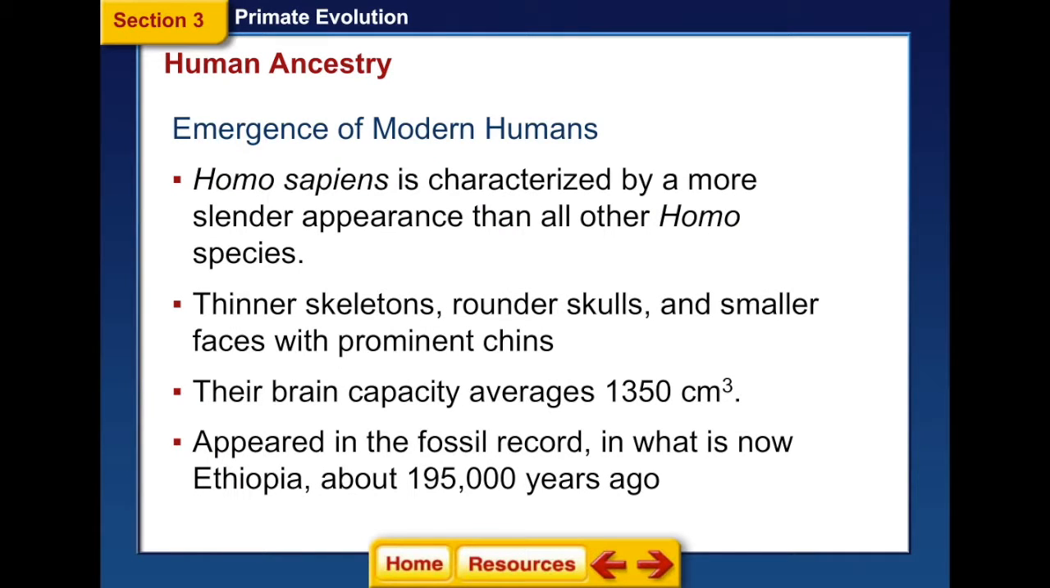Eventually, we arrive at the emergence of modern humans. Homo sapiens, which is again our scientific name, is characterized by a more slender appearance than all other Homo species. We have thinner skeletons, rounder skulls, and smaller faces with prominent chins. Our brain capacity ended up averaging about 1,350 cubic centimeters. And we appear in the fossil record in what is about Ethiopia, if we date back to our oldest fossil of a Homo sapiens. It was about 195,000 years ago.